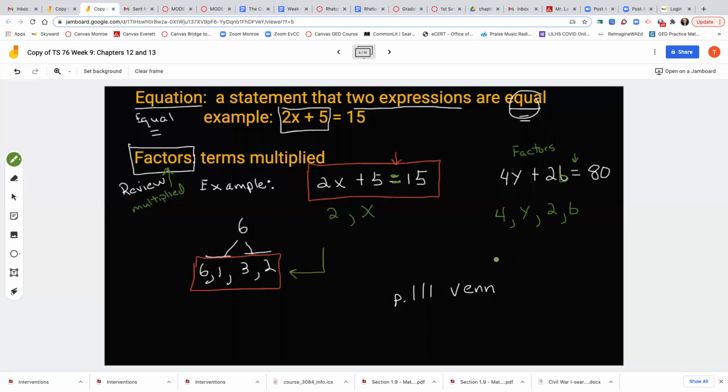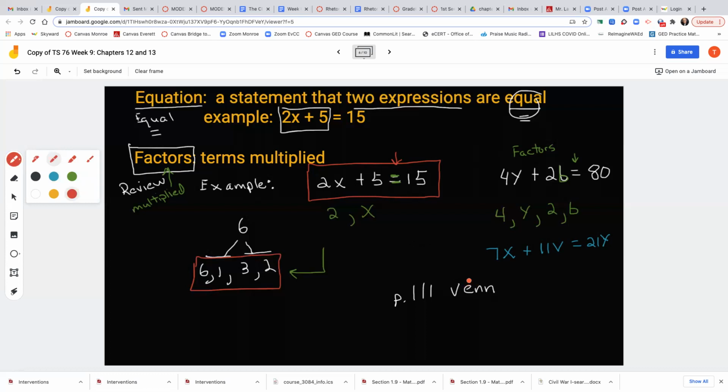Okay. Let me give you another example. If I ask you 7x plus 11, we'll call it v, equals 21y. Okay. Could you list all of the factors in that particular equation?